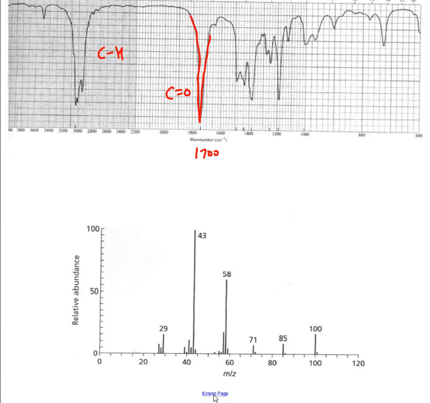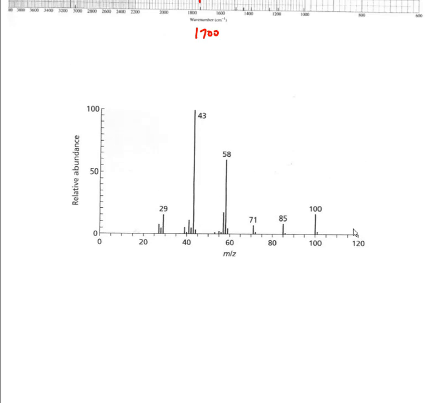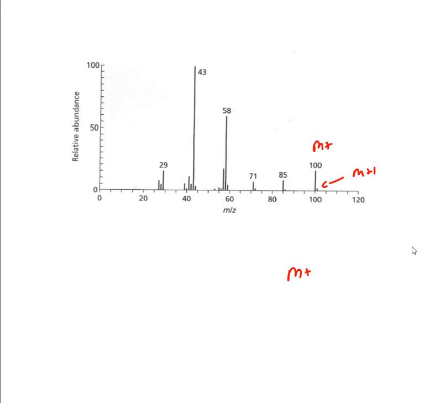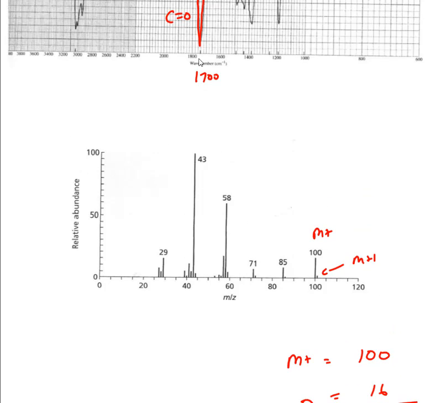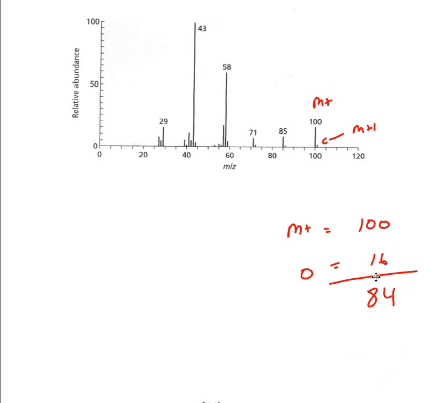So as far as the mass spec goes, we know we have a carbonyl, right? And our M plus is right there. M plus is right here, 100. And that little dot is M plus 1. So we're dealing with 100. So the total mass, M plus, equals 100. Now, we know that an oxygen is equal to 16. And since I know I have an oxygen from the carbonyl, let's deduct that from the 100, right? So we have 84 left over. So I'm dealing with 84.